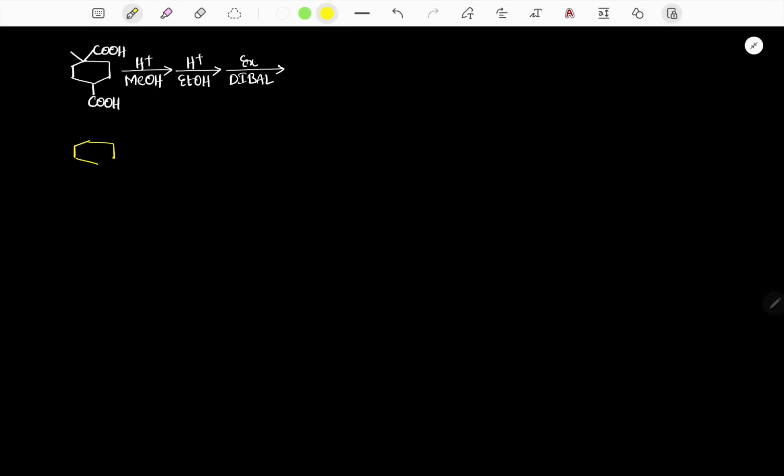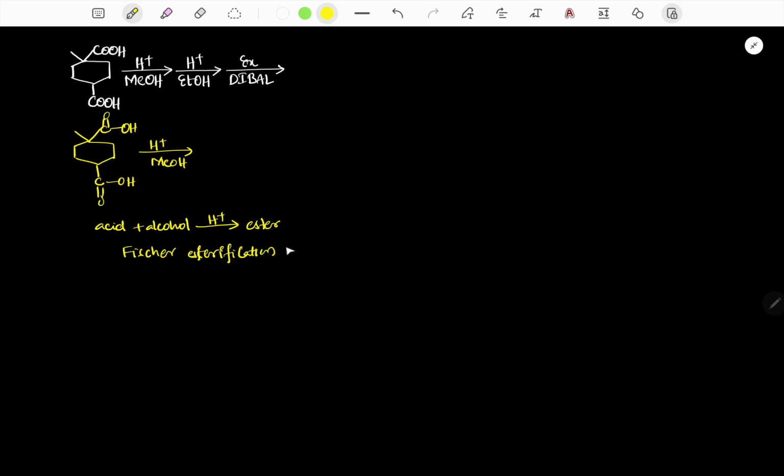The reactant has carboxylic acid, 2 carboxylic acids, and for the carboxylic acid we are adding H plus and methanol. So we know that when a carboxylic acid is treated with alcohol in the presence of H plus, ester formation takes place, and this reaction is known as Fischer esterification.